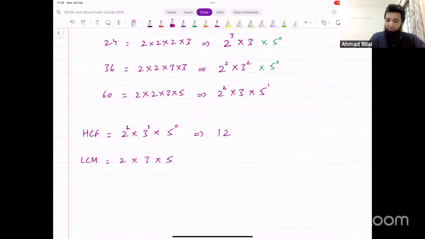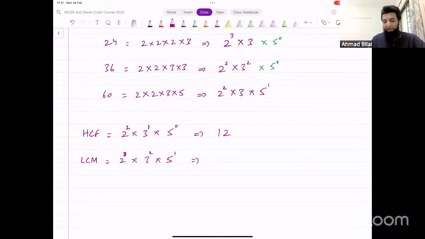For LCM, we take the higher powers, the bigger powers. Okay, what's the biggest power of 2? That's 3. That's what we use here, 2 power 3. For 3, the biggest power is 2, so we use 2 here. For 5, the biggest power is 1. That's what we use here.